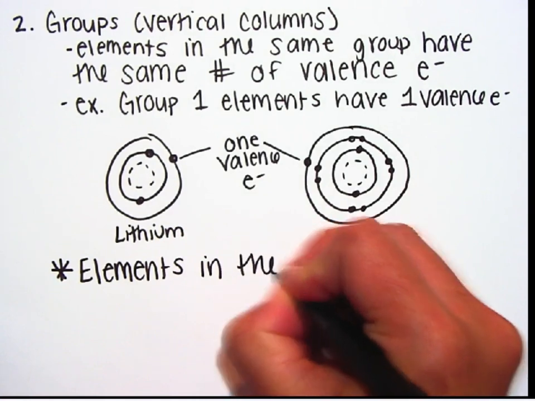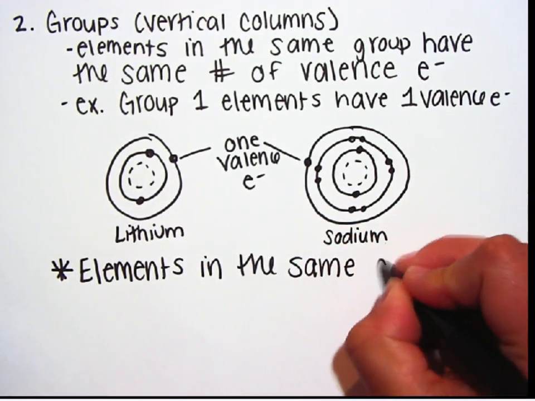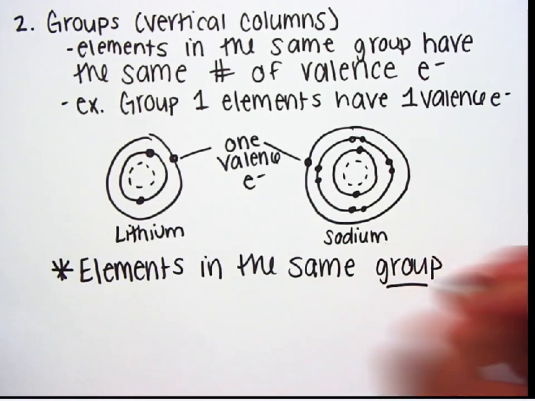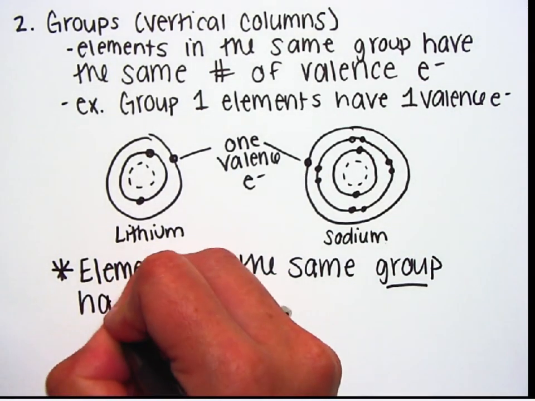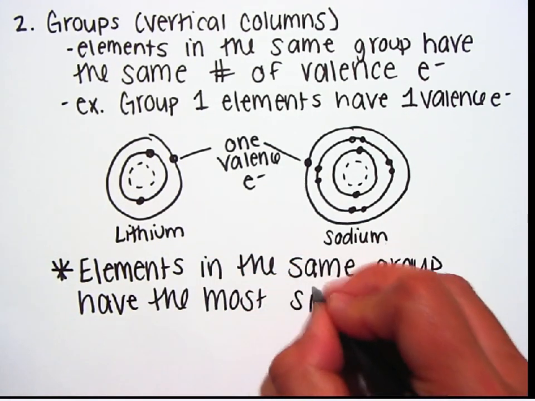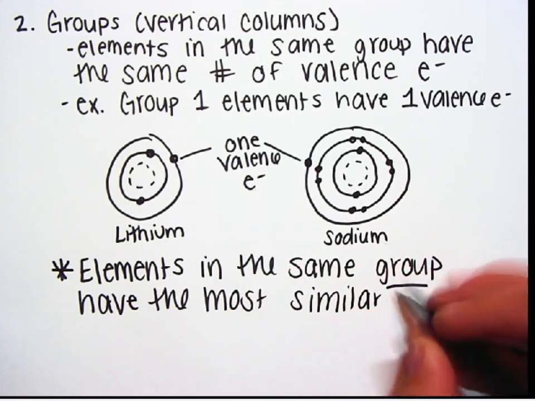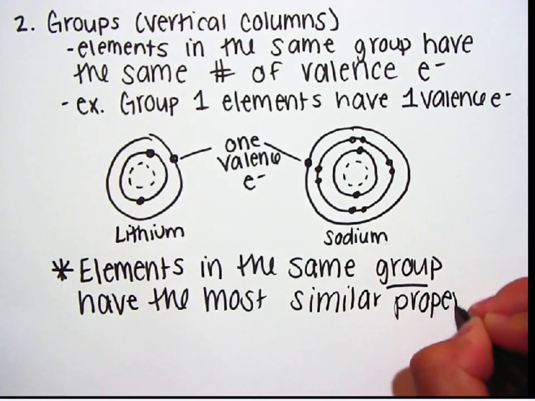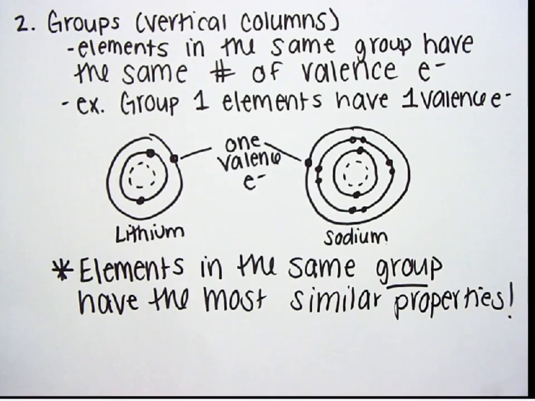Elements in the same group have the most similar properties. So the number of valence electrons affects how atoms bond, and the way that an atom bonds then determines its properties. So elements that have a similar number of valence electrons bond in the same way, and they are going to have the same properties.